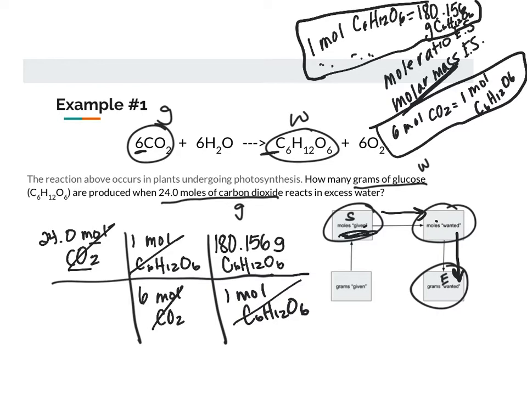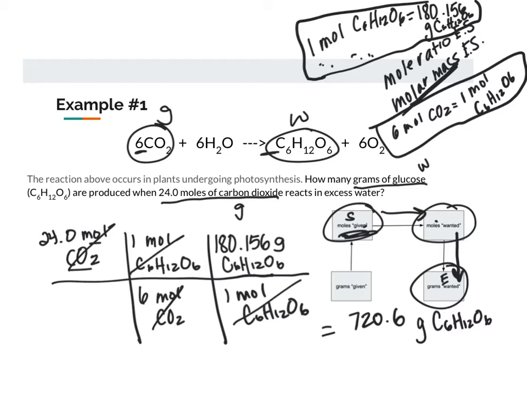and then my unit that I'm left with is going to be grams. Okay, so if you take 24, you multiply it by 180.156, and then divide by 6, your calculator should give you 720.624. I'm just going to round that to 720.6, and I know that my unit that's going to be left is going to be grams of C6H12O6. So if I have 24 moles of carbon dioxide with excess water, I can produce 720.6 grams of glucose.